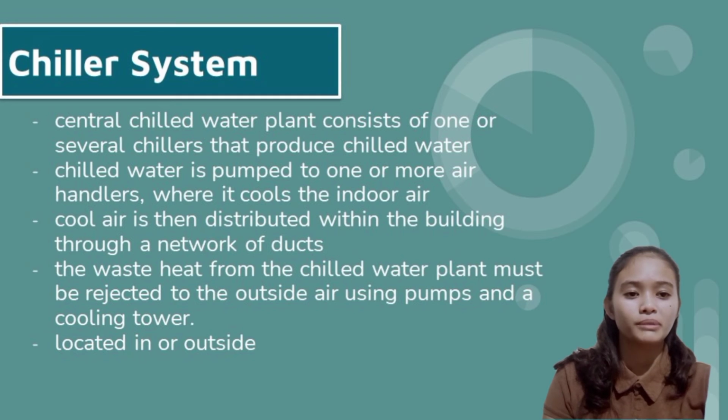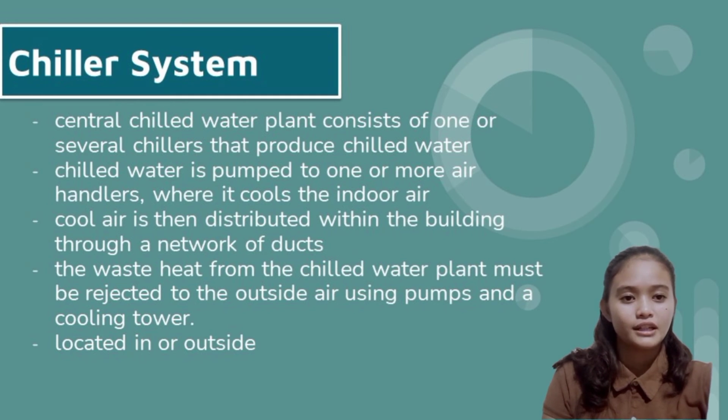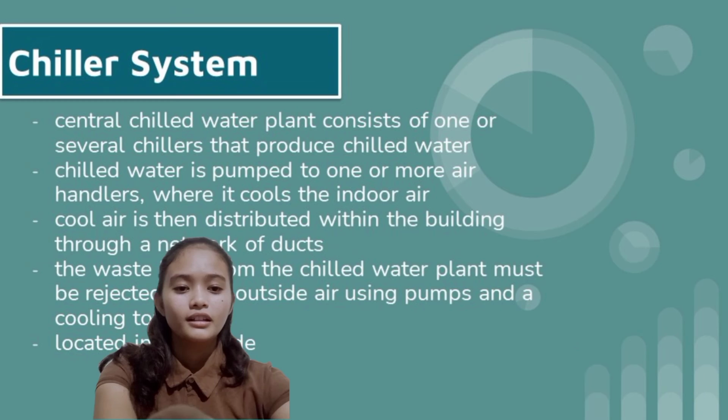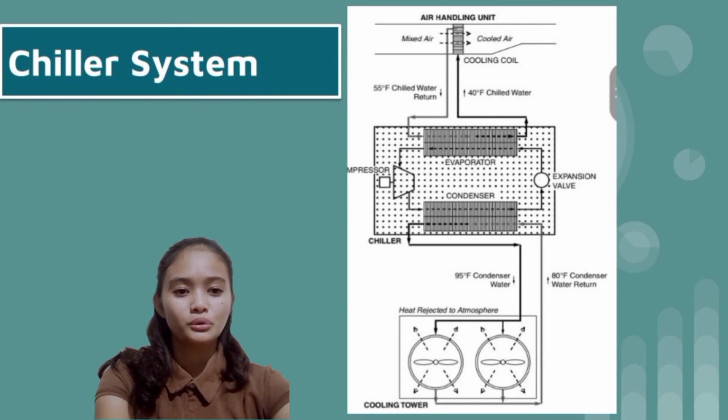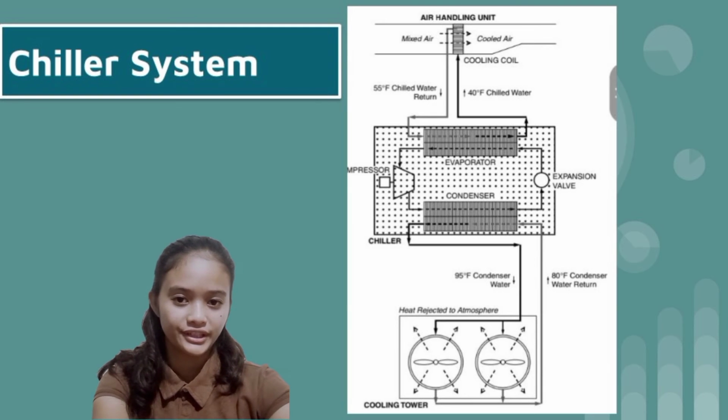The chilled water plant also requires several additional devices known as auxiliaries to move chilled water between the chilled water plant and the air handlers. In addition, the waste heat from the chilled water plant must be rejected to the outdoor air using air pumps and a cooling tower. Chillers are generally located in or just outside the building they serve. So this picture shows the diagram of the components and processes of a central chilled water system.